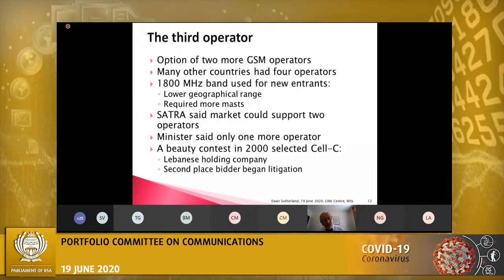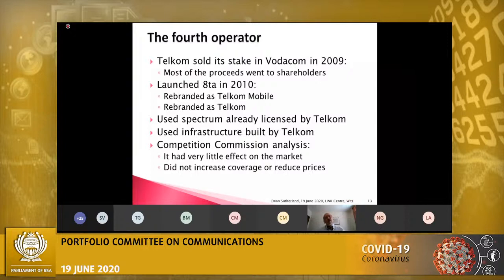So although the minister said there shouldn't be a fourth operator, one arrived, but only in 2010 when Telkom came into the market. Telkom sold its stake in Vodacom in 2009. There'd been a long argument. Vodafone Group had two big arguments. One was in the United States, where it had a joint venture with Verizon, which it lost. And the other was in South Africa, where it had an argument with Telkom, which it won, and it got control. Launched initially as Zeta, became Telkom Mobile, became Telkom.